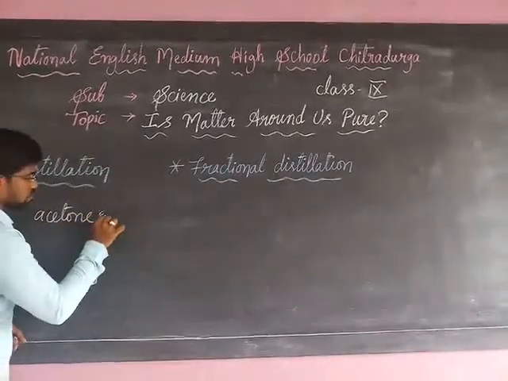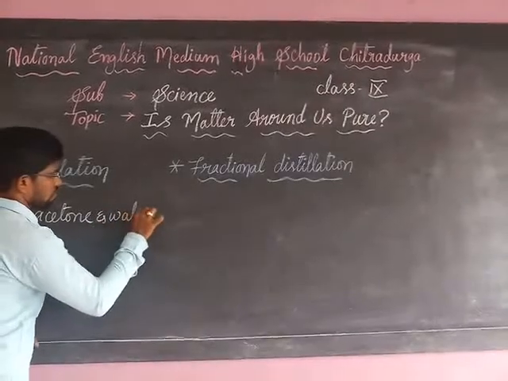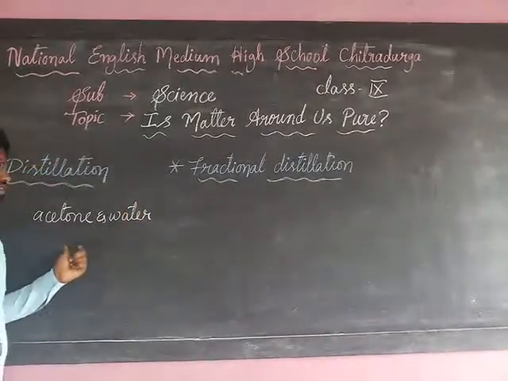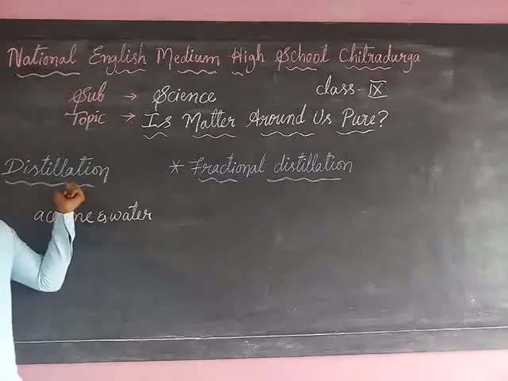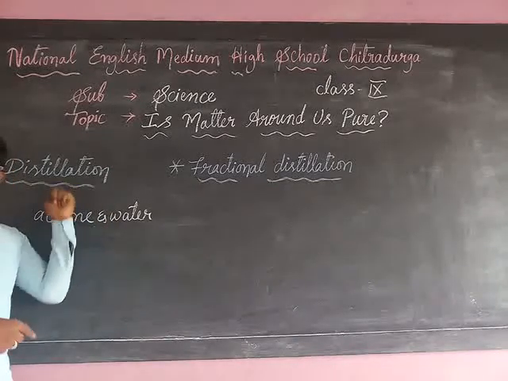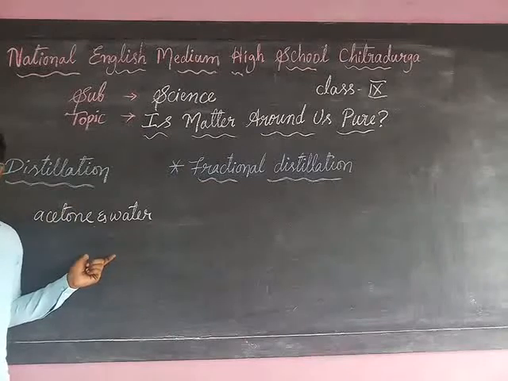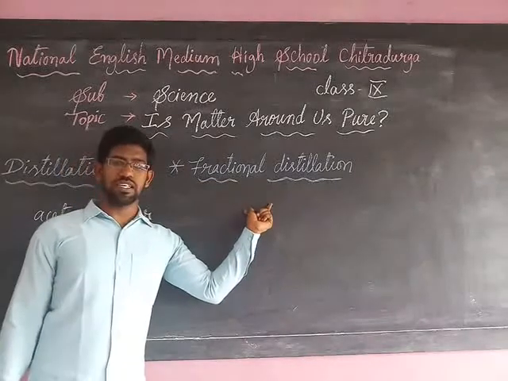and water. These are the two miscible liquids, acetone and water. So we are separating this mixture by using the method called distillation. This one we will see in the video, how to do it. Okay. The next is fractional distillation.